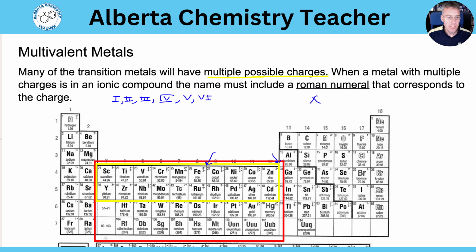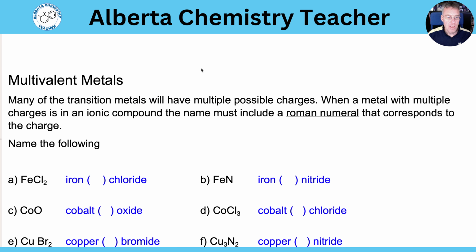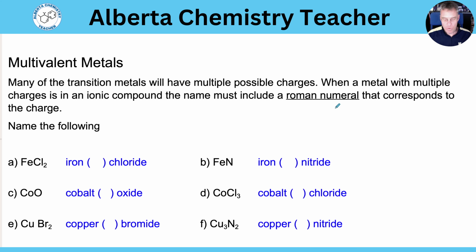So let's look at a couple examples. We're going to add that Roman numeral right after the metal. Now I've already typed out the names for these ionic compounds, the metal as is and the non-metal switching to ide, nothing new here. But now we need to tell the reader what charge this iron is. We can't go back to our table and put in the first charge because it may or may not be the most common. We're going to have to work back from the charge of the non-metal first.